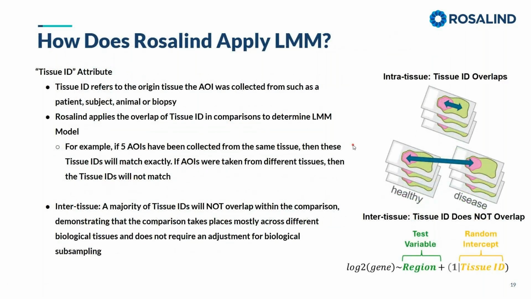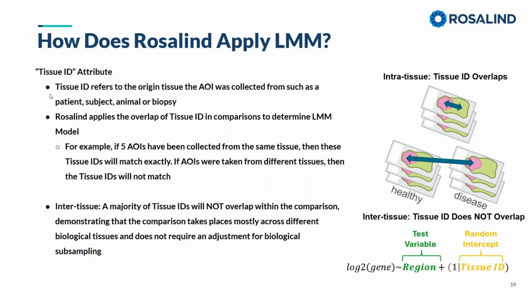So Rosalind is going to actually do this for you. This is really complex, right? Wouldn't it be nice if something could do this for you? So we are going to talk more in depth about how Rosalind can help you figure this out automatically. Essentially we will utilize something called the tissue ID attribute. The tissue ID refers to the origin tissue that the AOI was collected from, such as the patient, subject, animal, or biopsy.